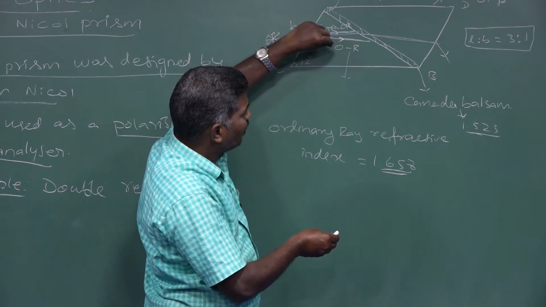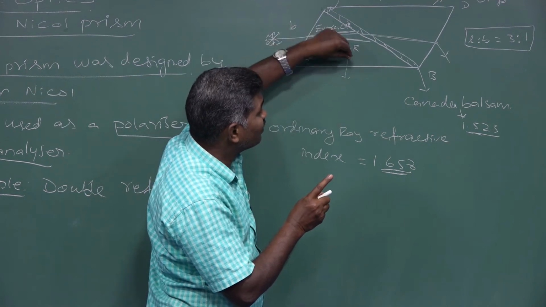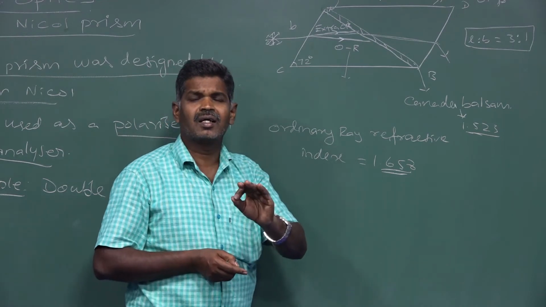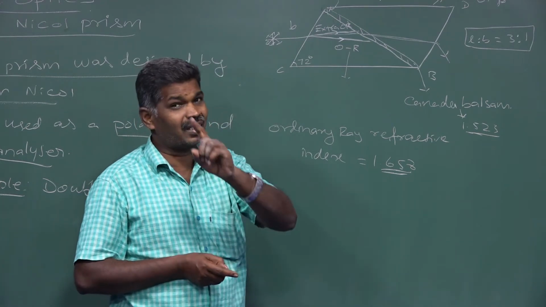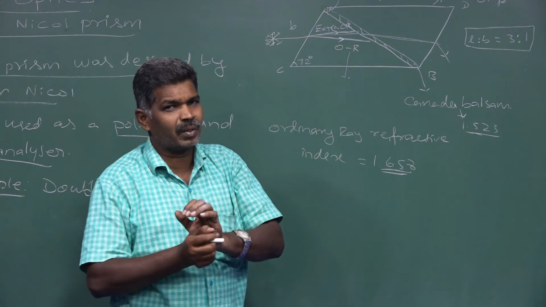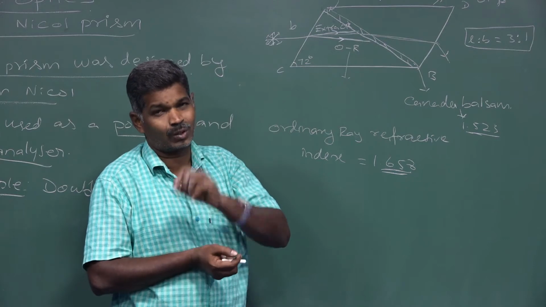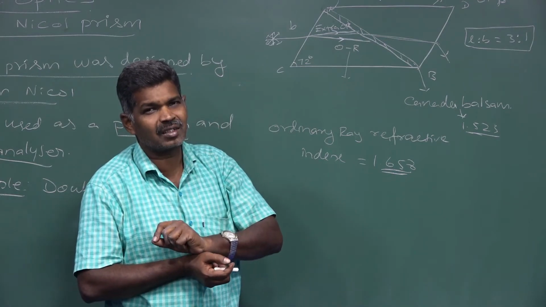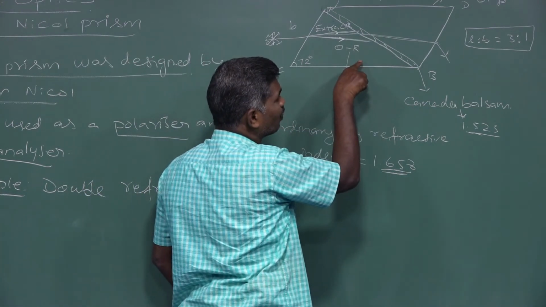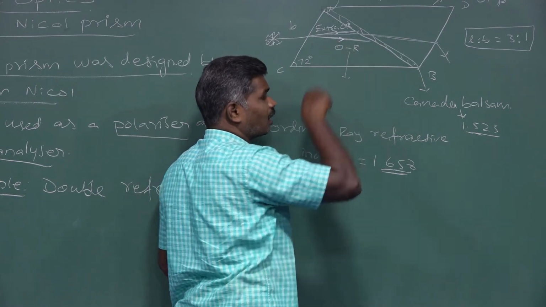When the ordinary ray, which obeys the laws of refraction, moves from a denser medium to a rarer medium, that is one of the conditions for making a total internal reflection. Another condition we require: the angle of incidence from the denser medium to the rarer medium must be greater than the critical angle. Then only the incident ray is totally internally reflected. Like that, this ordinary ray moves from the calcite material to the Canada balsam, that is, from a denser medium to the rarer medium.